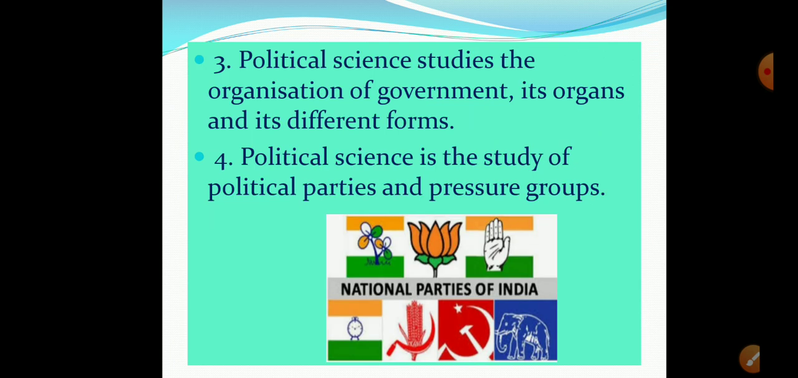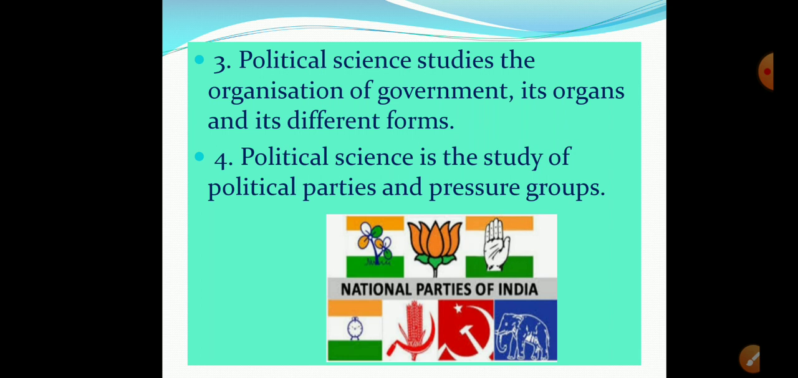Next, political science studies the organization of government, its organs and its different forms. It studies what kind of government a country has, and different organs, for example executive, legislature and judiciary, in different forms. Is it a presidential form of government, a parliamentary form, federal government, monarchical government, authoritarian government? What kind of government it is. So all these political science studies.